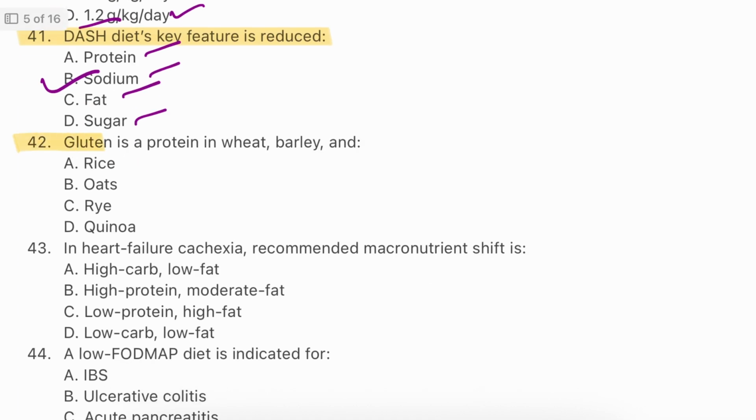Question number 42. Gluten is a protein in wheat, barley and rice, oats, rye, or quinoa. The answer will be C, rye. Gluten is in wheat, barley and rye.